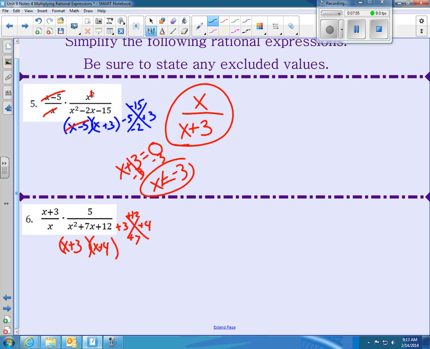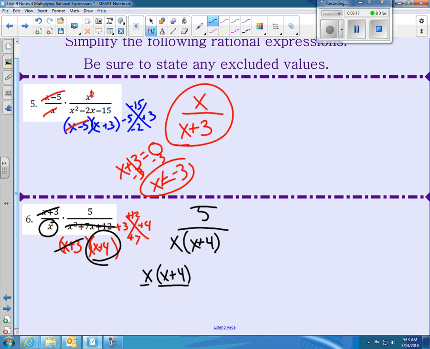We are looking for things that simplify. So we take out our x plus 3s. So on the top, we're left with a 5. On the bottom, remember, we have this x, and we have our x plus 4. Okay, now our next step says to find the excluded values. So here we have 2 parts that we're going to set equal to 0.